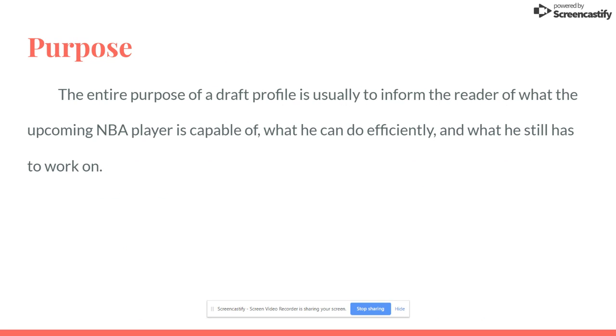The entire purpose of a draft profile is usually to inform the reader of what the upcoming NBA player is capable of and what he can do efficiently and what he still has to work on.